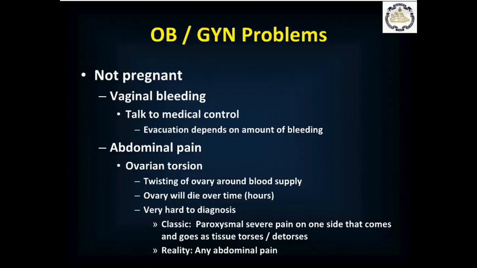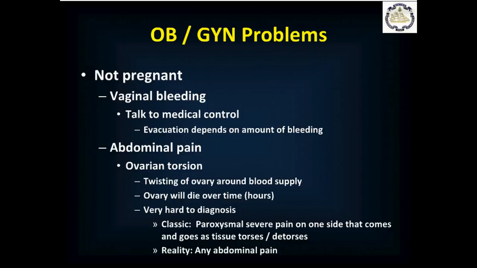Now, if the patient has abdominal pain, the thing that you need to worry about is something called ovarian torsion, lower abdominal pain. Just like with testicular torsion, the ovary can also twist around its own blood supply and it will die over time, a matter of hours. It's very, very hard to diagnose.